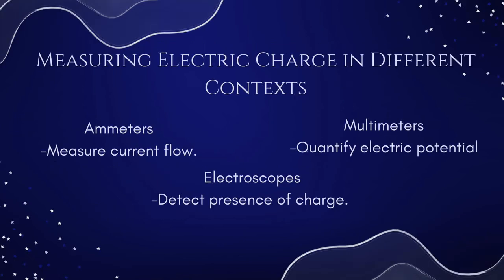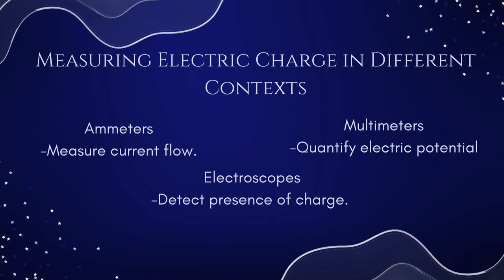Next is measuring electric charge in different contexts. First, ammeters. An ammeter measures current flow. It is a device that measures the amount of electric current flowing through a circuit. How does an ammeter work? To measure direct current, connect the ammeter in series with the circuit.